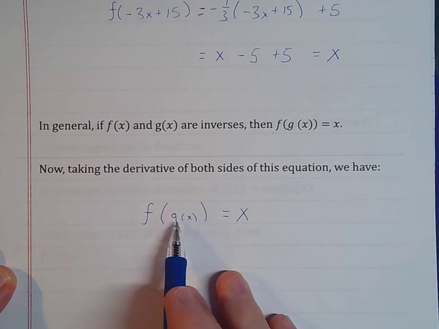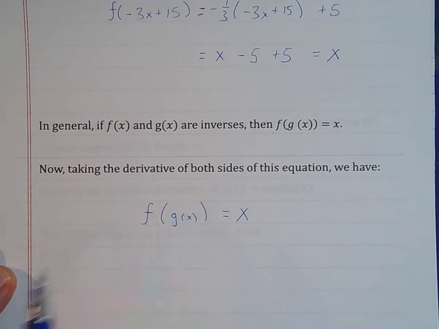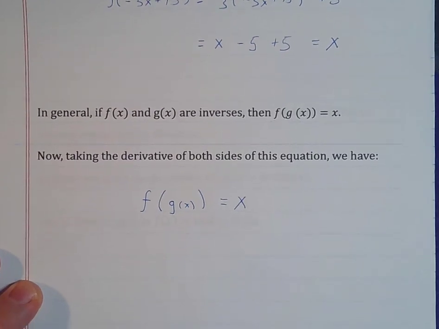I've got a function inside of a function here. And I've got a rule that tells me how to deal with those types of derivatives. That's called the chain rule. And so the chain rule says, hey, just take the derivative of the outside function, but make sure you multiply that by the derivative of the inside function. So let's do it.